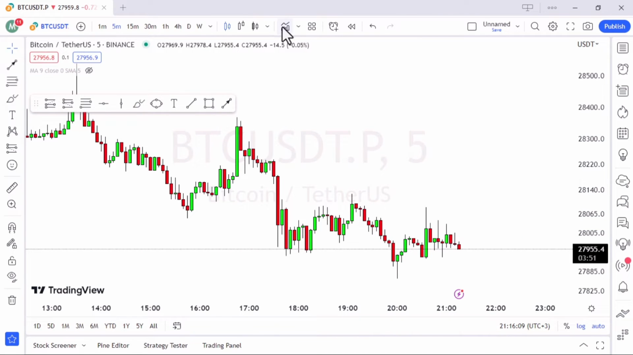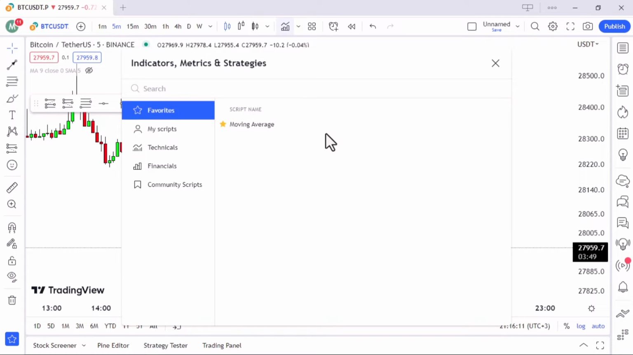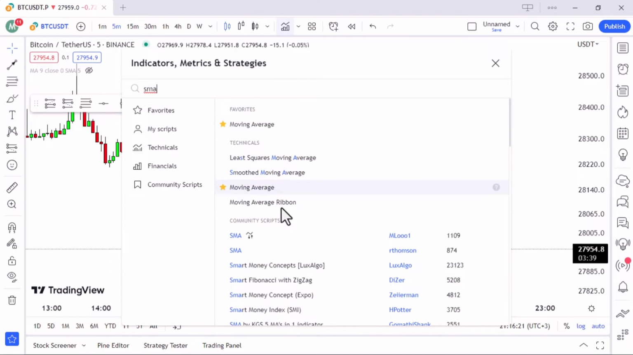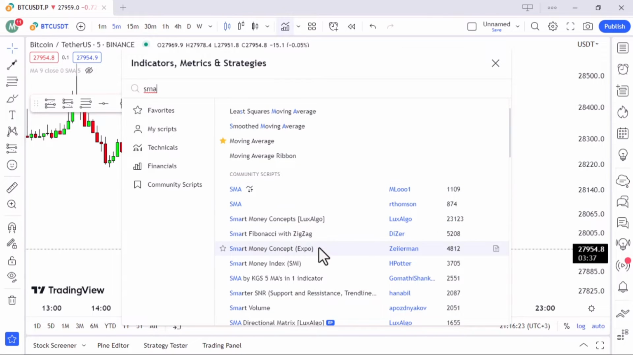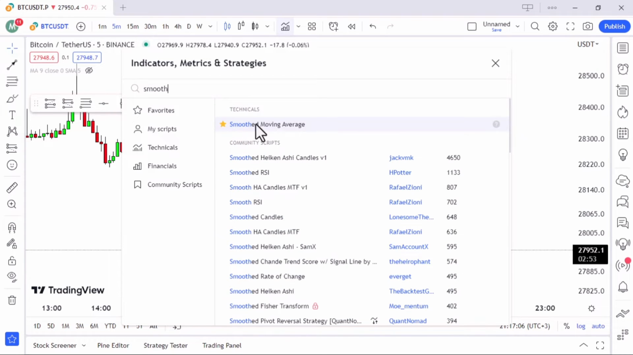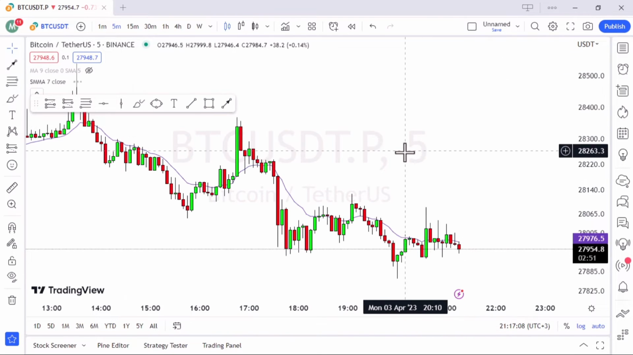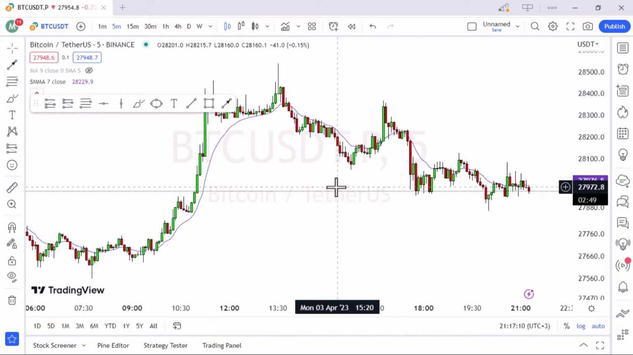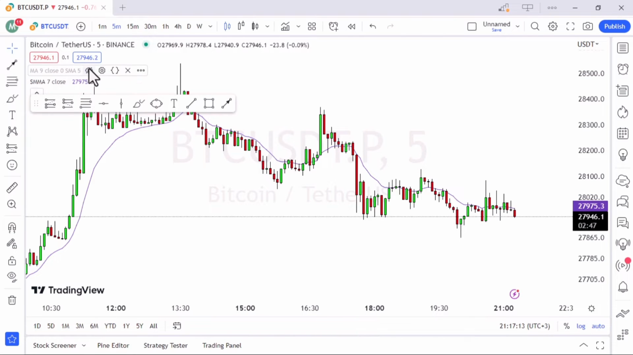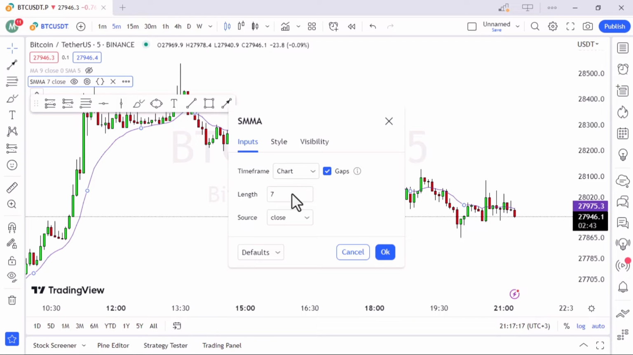Another thing which I'm gonna tell you about is the SMA. You can simply write down SMA and then you can see it here. Smooth moving averages is here. Make it a favorite, put it on the chart. As you can see, what is the difference between this one and MA? Let me bring back the MA, both of them, and put them both at a length of 9. So let me bring that back.